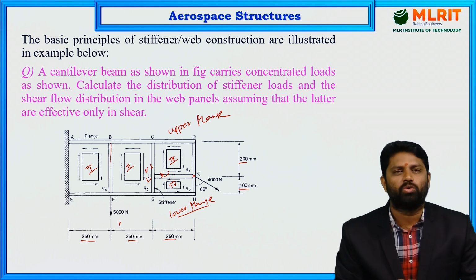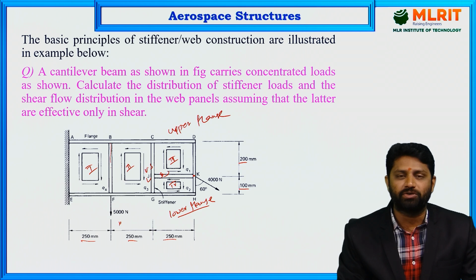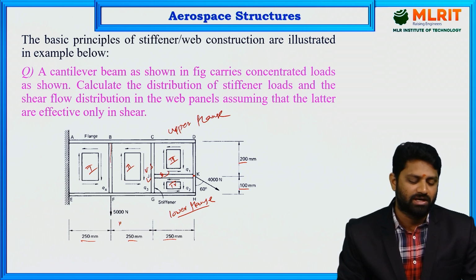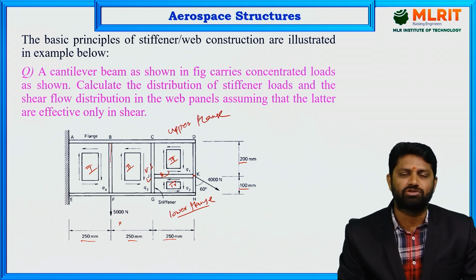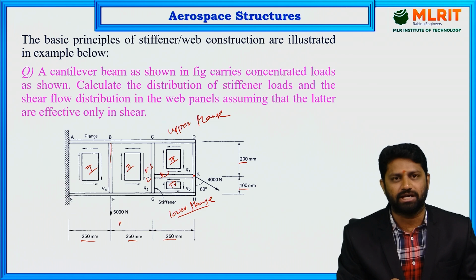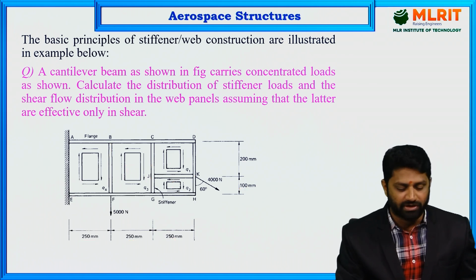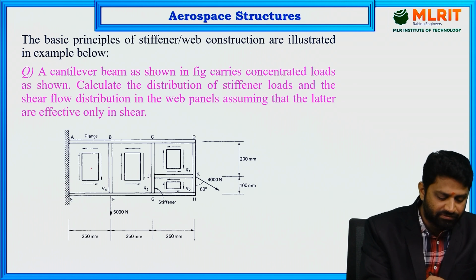So to go with this problem, you need to consider the free body diagrams of each stiffener separately. So the free body diagram of either the vertical stiffener or the horizontal stiffener has to be taken separately, and we need to draw the free body diagram and represent all the shear flows, the loads and the lengths on it.